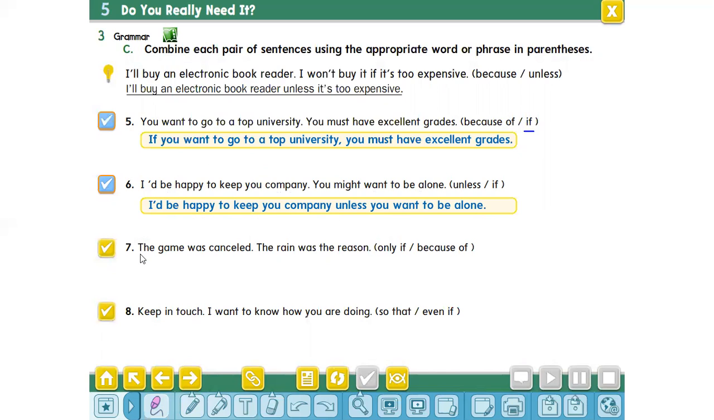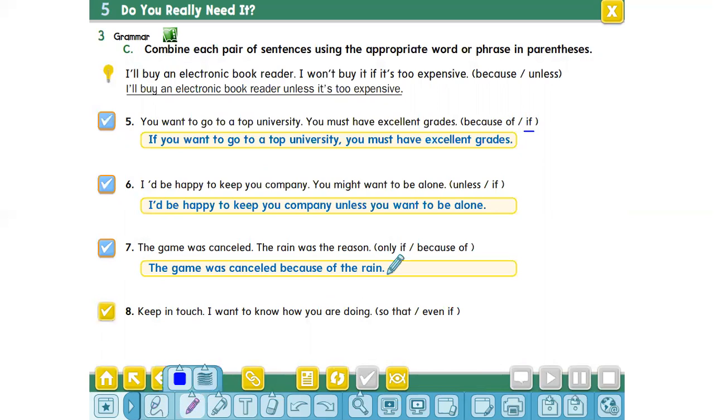Number 7, the game was cancelled. The rain was the reason. The reason, very good, because of. The game was cancelled because of the rain. Pay attention here, we use because of. Because of is followed by a noun.